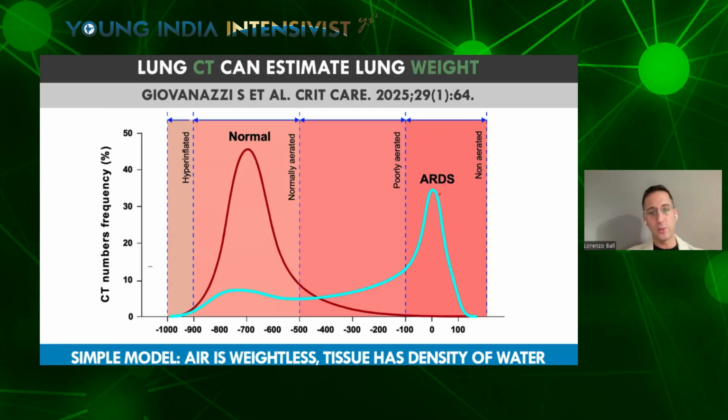It's a model in which we assume that the air or the gases inside the lungs have no weight, while the tissue, the blood, the consolidation, the inflammatory cells, and so on, have a density very close to that of water. Of course, this is an approximation, but this has been validated several times, and it works pretty well. If we consider that each lung region is composed of a certain percentage of air and a certain percentage of lung tissue, blood, and so on, we can estimate the density of the lungs of our patient.